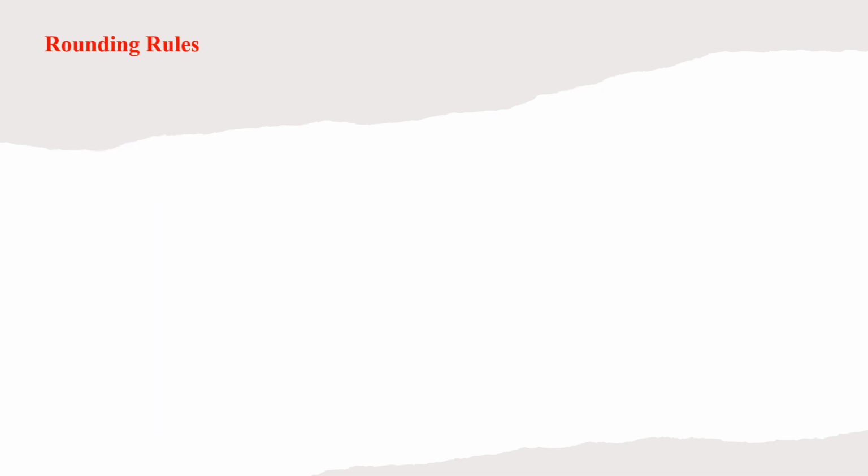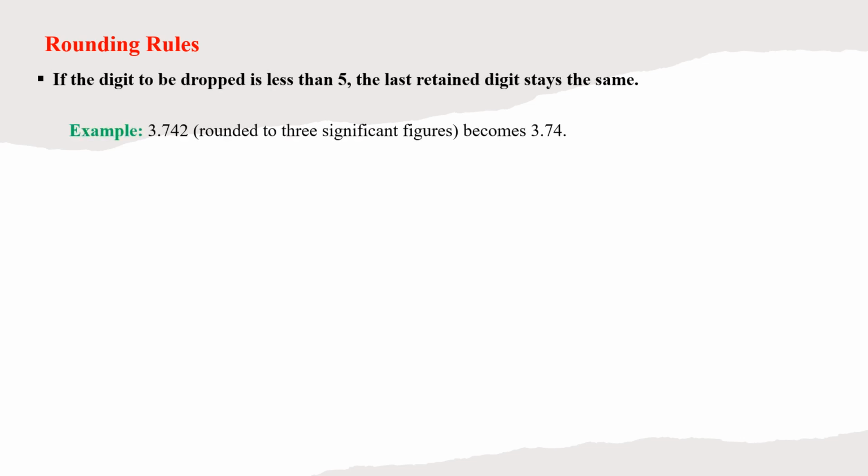Rounding rules. Before we move on to examples, let's talk about the rounding rules. If the digit to be dropped is less than 5, the last retained digit stays the same. Take 3.742 as an example, which has 4 sig figs. Now you need to round this number to 3 sig figs. The immediate digit we need to drop is 2. 2 is less than 5, so we can easily ignore it. So 3.742 becomes 3.74.